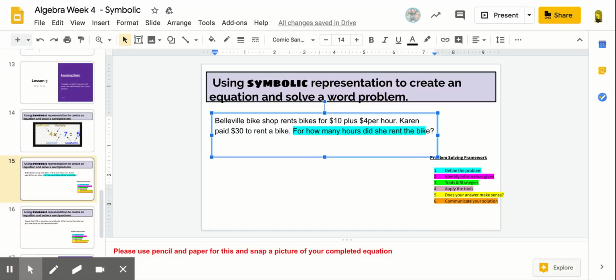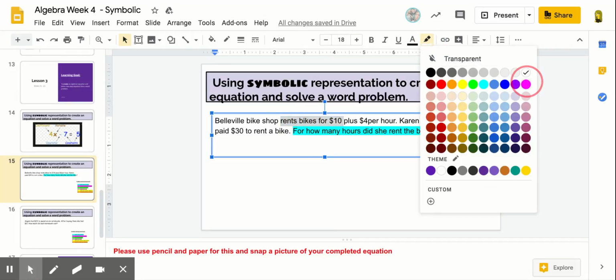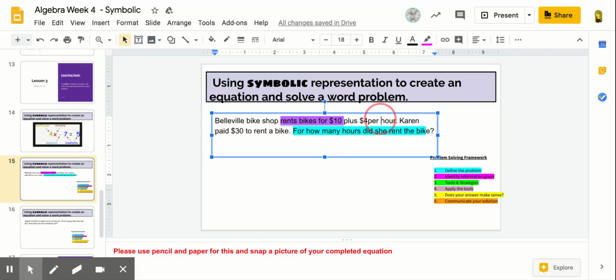What is the information that we have? This is where we start to develop our equation. We know that the bike shop rents bikes for $10, and then plus $4 per hour. We also know that Karen paid $30 to rent a bike. What I don't know is how many hours she rented it for.